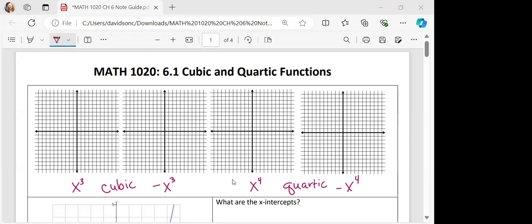So x to the third power, if you were to graph it in your calculator, it's going to look something like this. So the left side is going down. The right side is going up. Then we have negative x cubed. If the number in front of x cubed is negative, it's the same general shape. It's just essentially flipped. So on this one, the left side is going up, and the right side is going down.